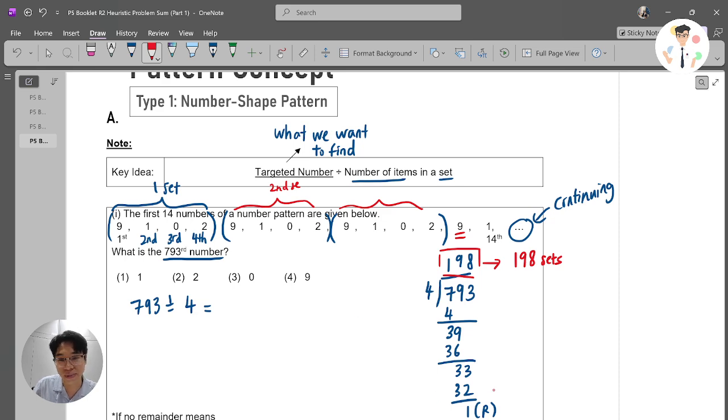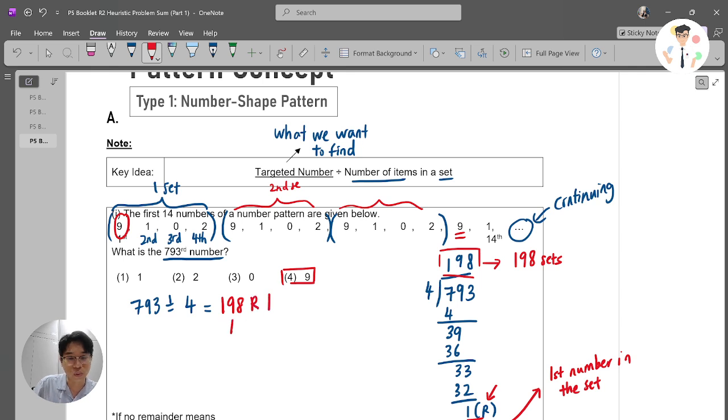To know this number, it is based on this remainder. This one is telling us that it is the first number in the set. Which one is the first number? We know it is 9. Yeah, each set is the same, right? So it's 9. So the answer here is what? Option number 4. So in simple, when you use 793 divided by 4, we get 198, remainder 1. Again, 198 means the number of sets that I have. And this one basically tells us what the 793rd number is. Again, I know 1 is the first number in the set.